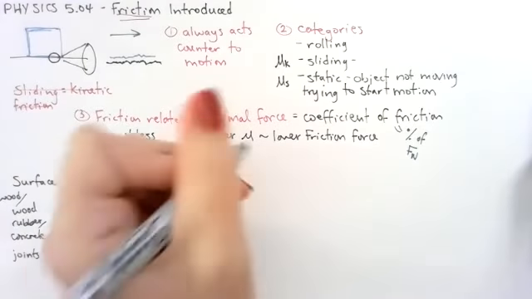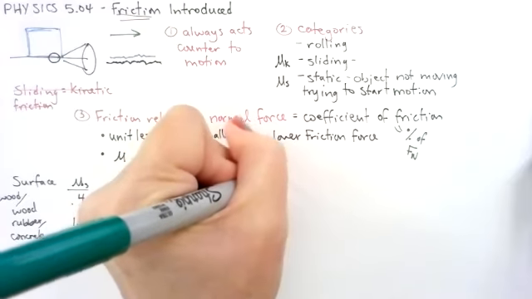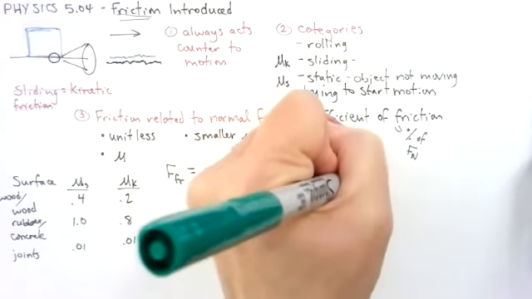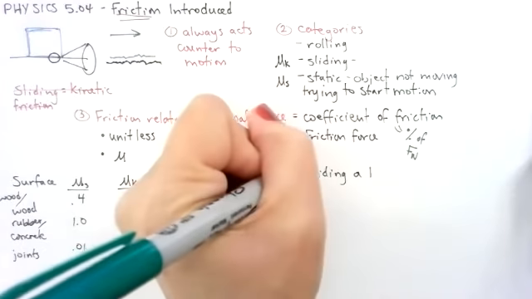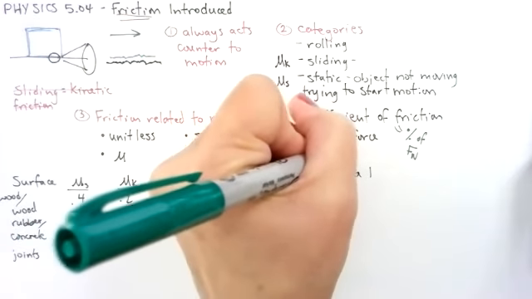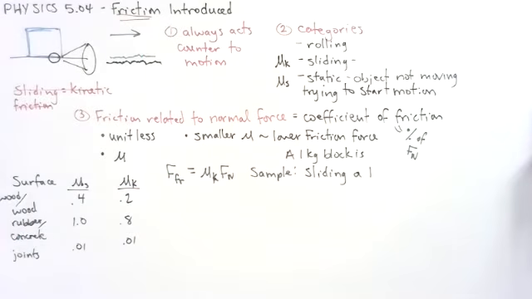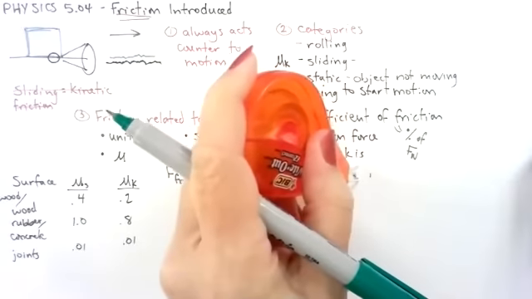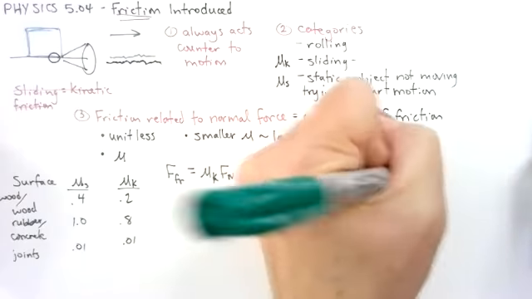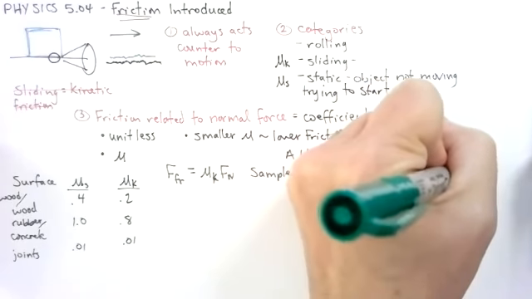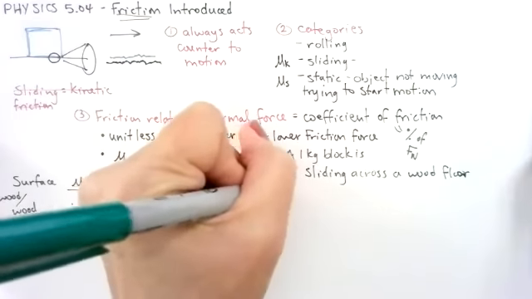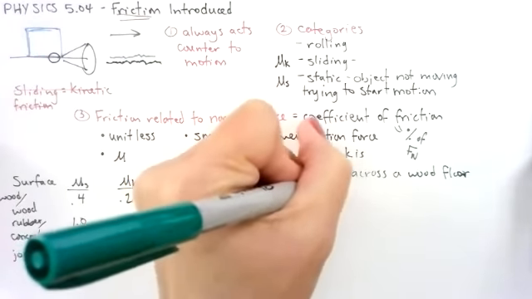So let's do a quick sample problem. If I'm sliding a, or we would say a 1 kilogram block is sliding across a wood floor, what is the force of friction?